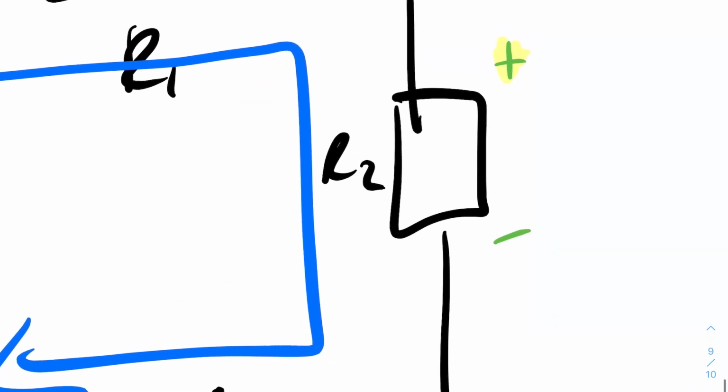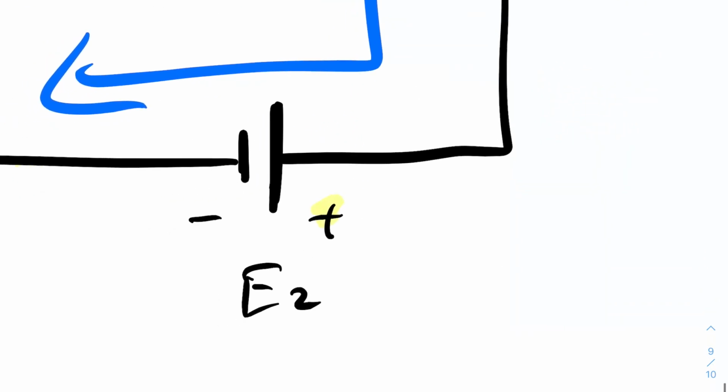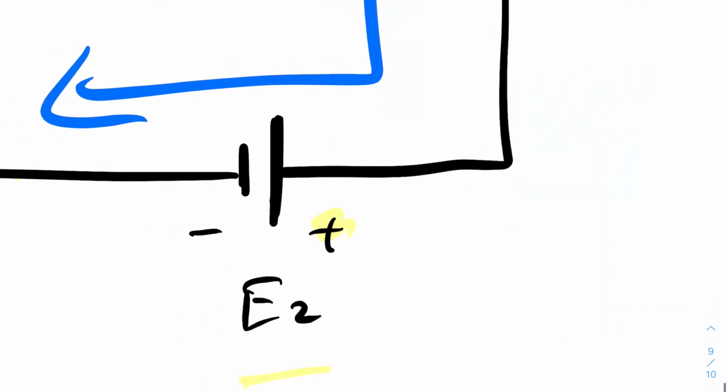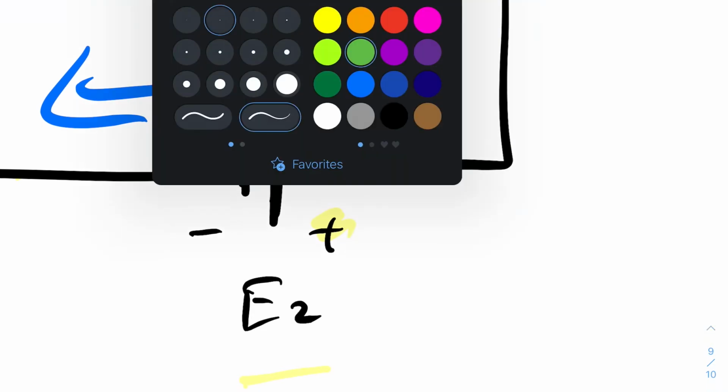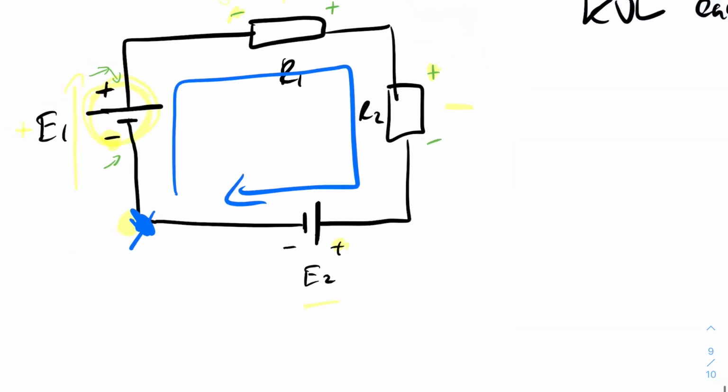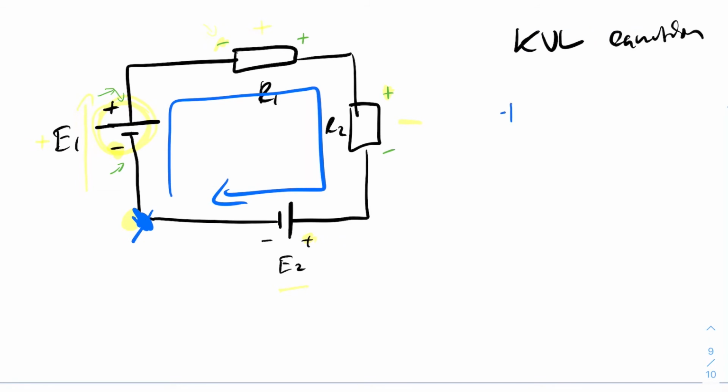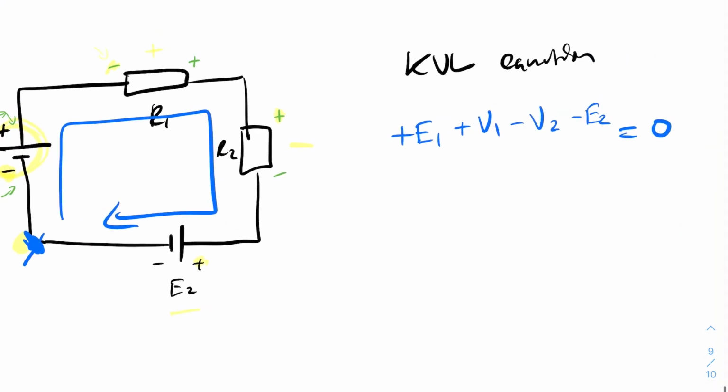So that means here we're going to have a voltage drop, so we're going to have a minus. And here again, we're going to have a voltage drop, so we're going to have a minus. So when we write our KVL, we're going to have plus E1 and then plus V1, which is the voltage at R1, minus V2, and then minus E2. And all of that is going to be equal to 0.